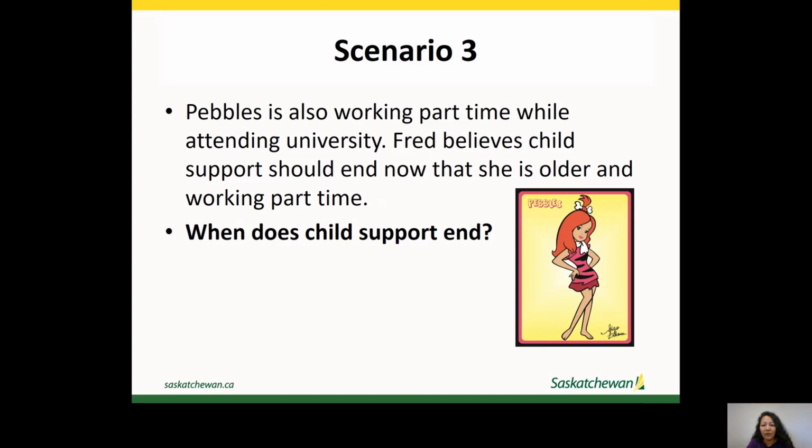If your child support order or agreement does not say when support ends, then the requirement to pay child support continues until the order is changed by a court or until you and the other parent change your agreement. A child who is over the age of majority, which means 18 years or older, may still be dependent if they cannot support themselves because they are going to school full-time.